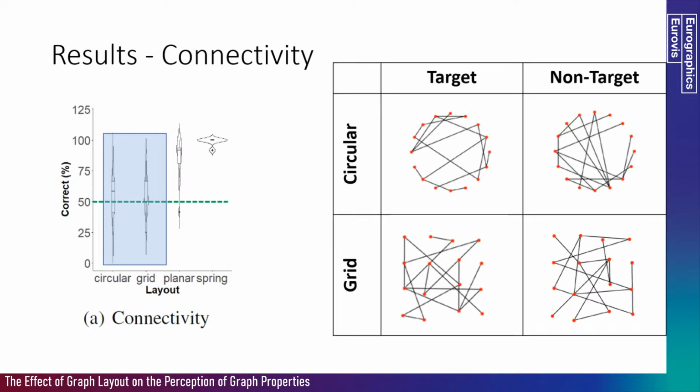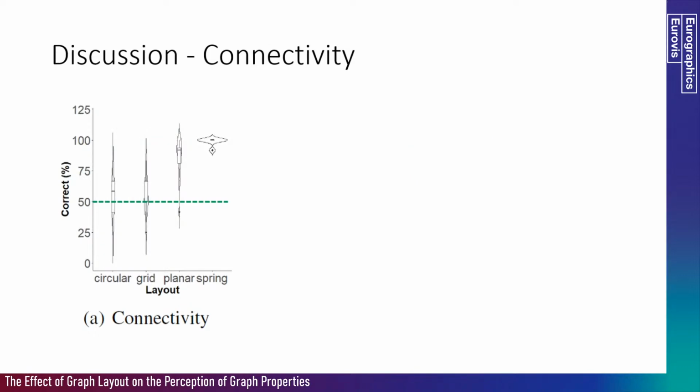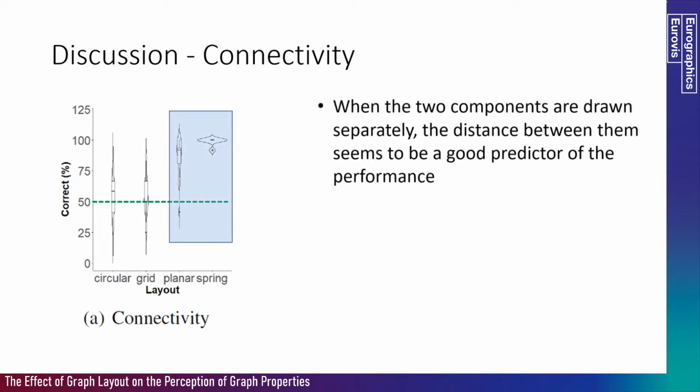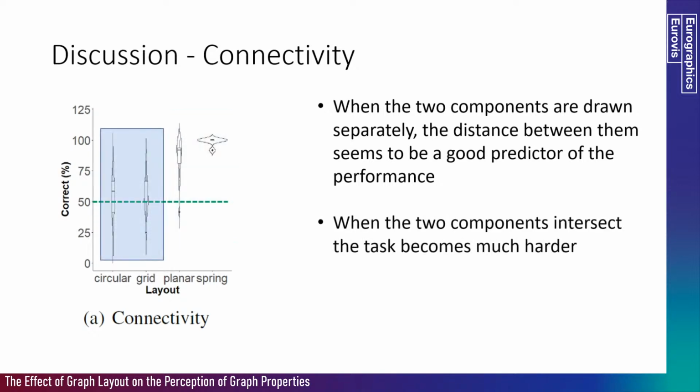This is probably because in these 2 layouts the 2 components intersect and hence they are not visually separable. Based on the results, one could imply that when the 2 components are drawn separately, the distance between them seems to be a good predictor for the performance. And when the 2 components intersect, the task becomes much harder.